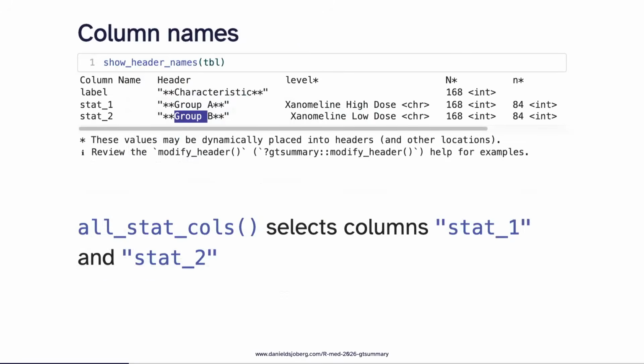It does not. So let me quickly tell you what that means. Review the modify header function for details in the help file. But essentially, you can put level in curly brackets and it will inject what the proper level is. You can put in big N in curly brackets and it will inject this 168, and little n would inject this 84.